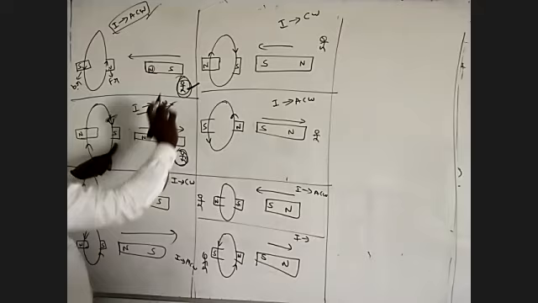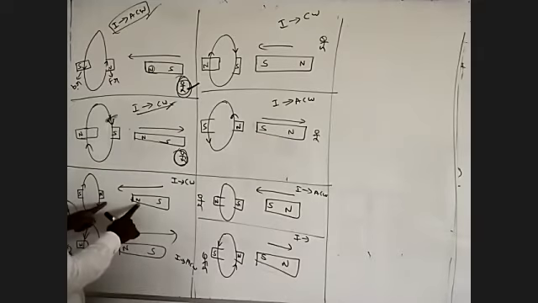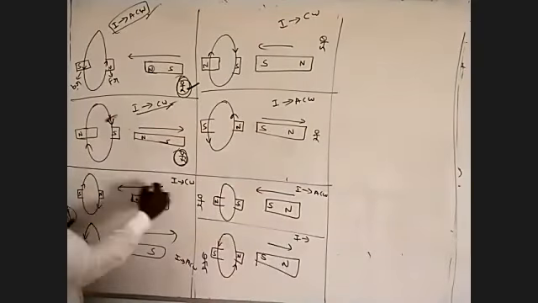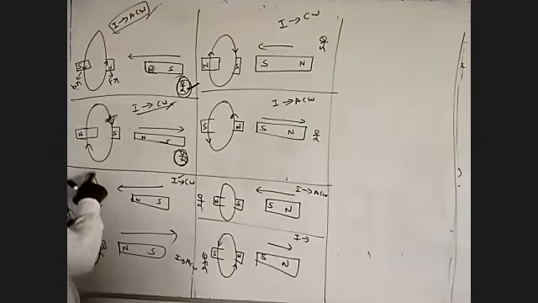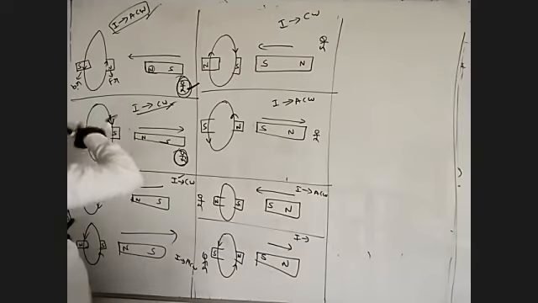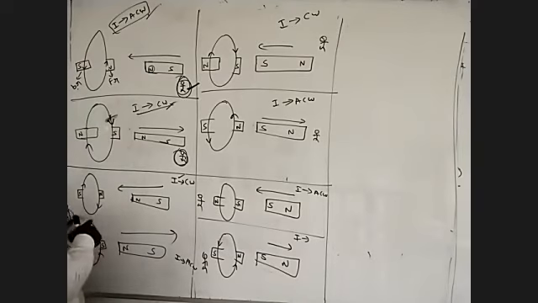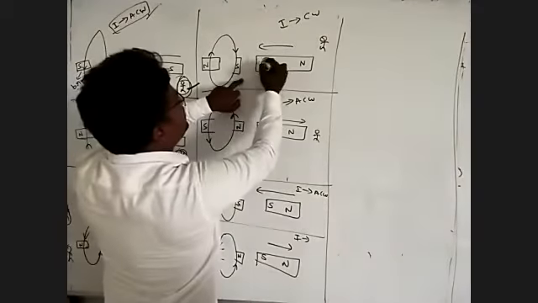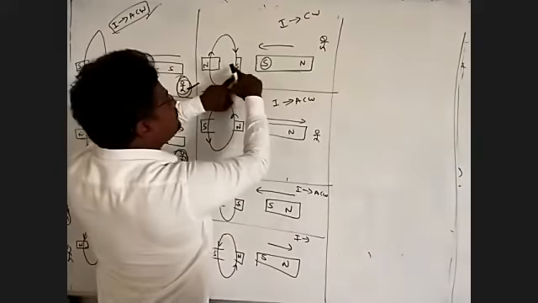South means clockwise. Now, the north pole of the magnet is moving towards this direction and the observer is standing on the back side, which means clockwise direction. Now, the north pole of the magnet is moving away from this, which means south and north. This is anti-clockwise direction. Now, the south pole of the magnet is moving towards the direction, which means the front part acts as south pole.